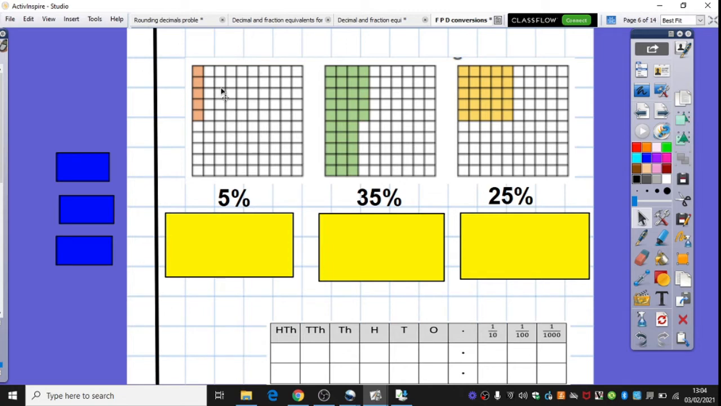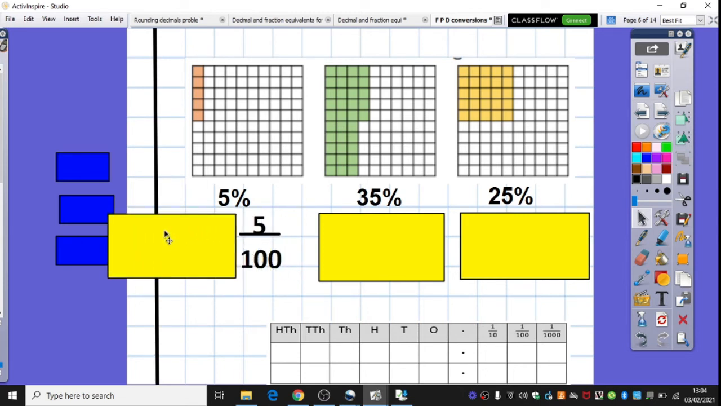Because it is out of 100, 5%, 5 out of 100, 35, 35 out of 100, 35%, and this one, 25 of them, 25 out of 100, 25%. Now you're hearing me use phrases such as 5 out of 100, which actually means that finding that fraction equivalent is slightly easier. It's 5 out of 100. That is an equivalent fraction of 5% because it is out of 100.